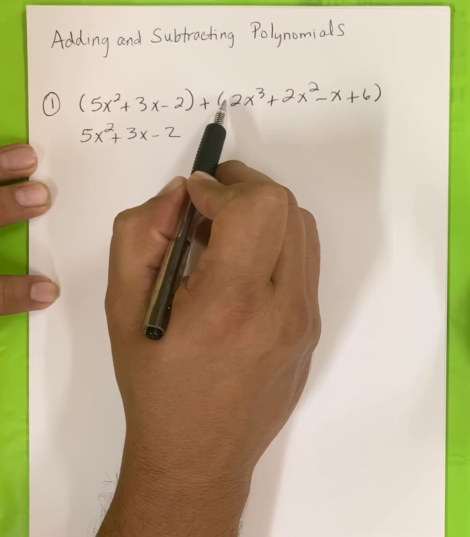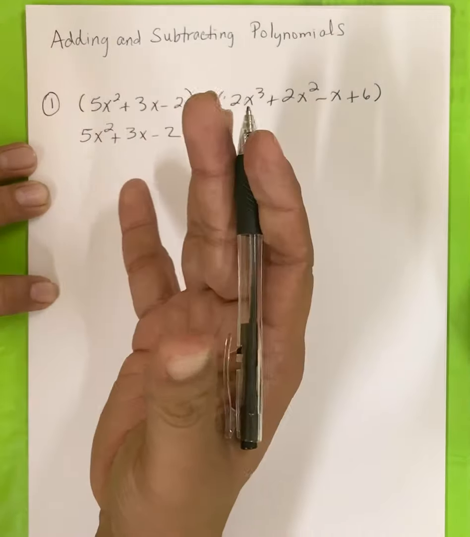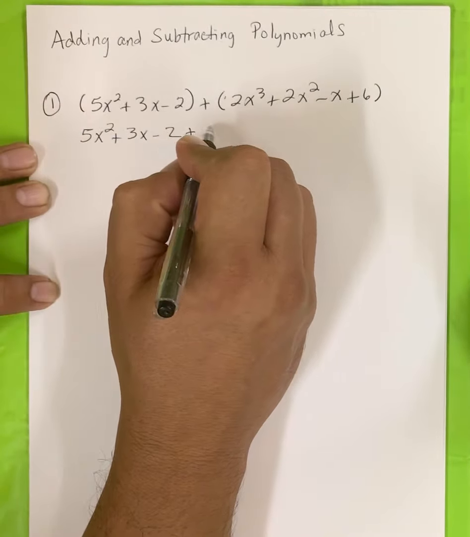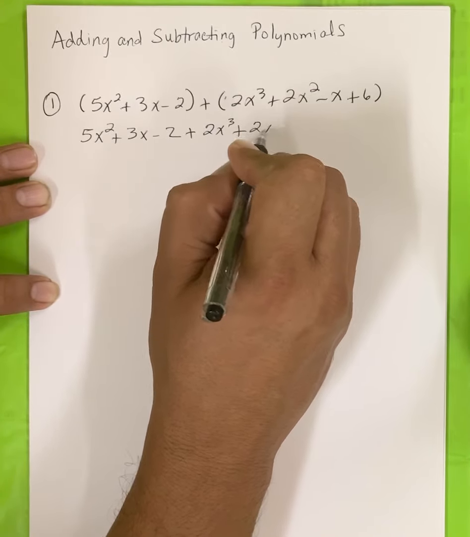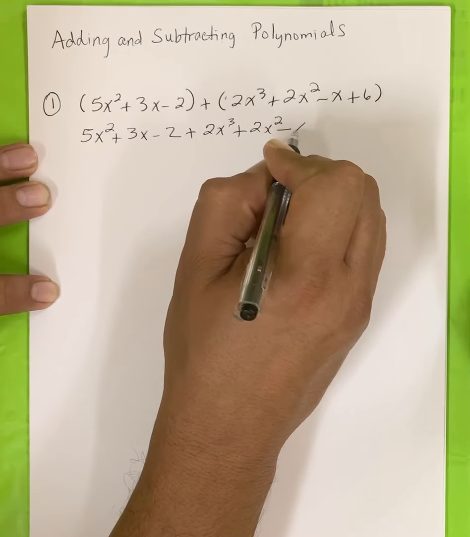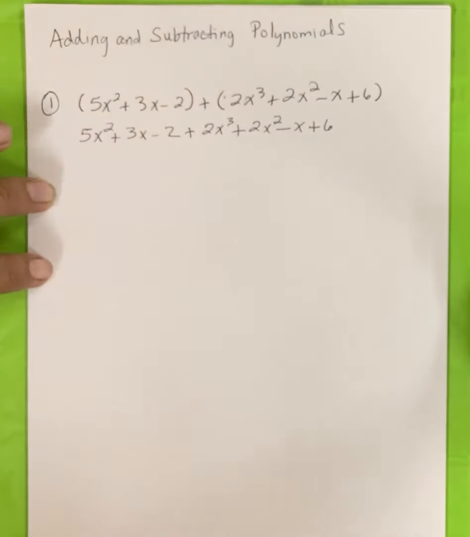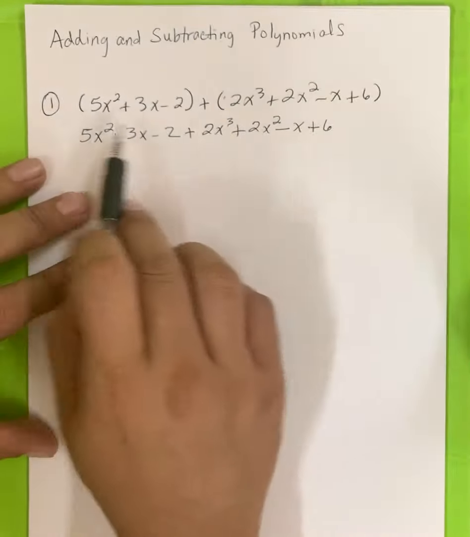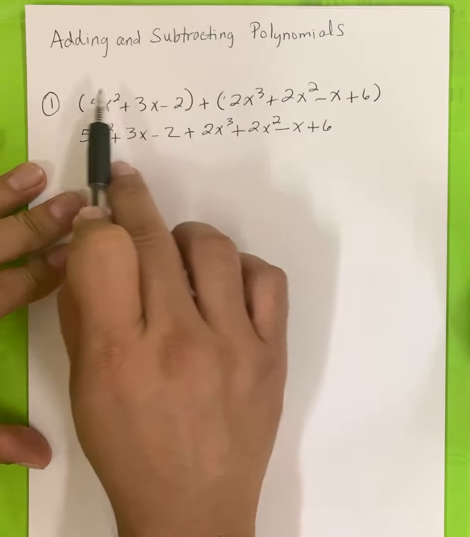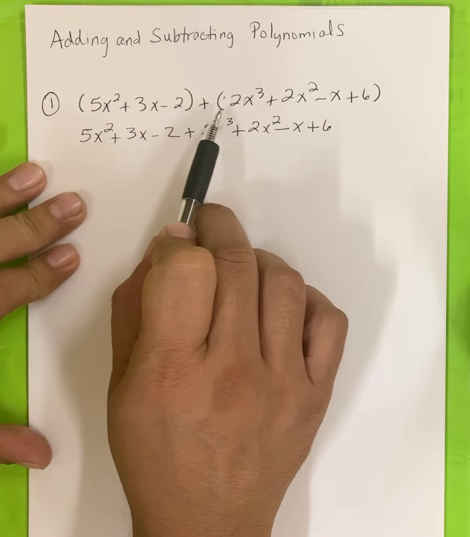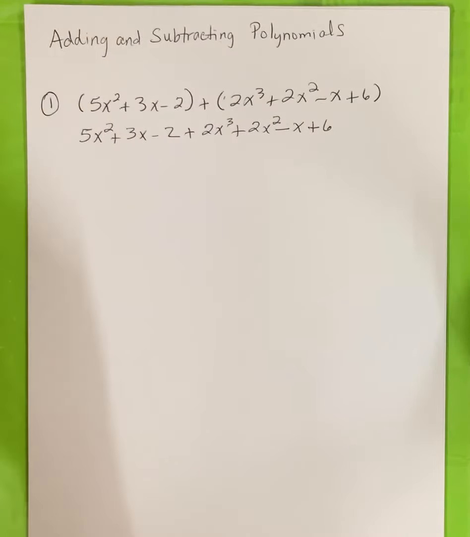Why? Because the 2x cubed is plus. Even though the plus is not there, we know it's plus. So plus 2x cubed plus 2x squared minus x plus 6. So what did we do? We removed the parentheses, and whenever you have plus here and plus here, you bring down the problem exactly the way it is. Now we are ready to work it out.